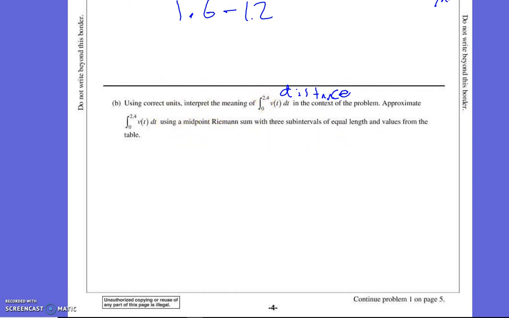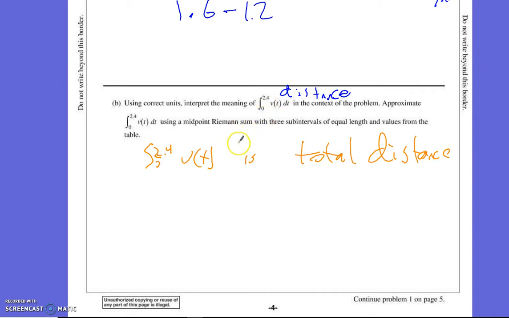Then it says to approximate it using a Riemann sum. Okay, so let's first go ahead and put what it is. So we're going to say that the integral from 0 to 2.4 of v of t is the total distance Ruth traveled in miles from 0 to 2.4 hours, or from time is 0 to time is 2.4 hours. Okay, that's worth 1 point to write that sentence. Again, big parts are total distance, because that's what the integral symbol means. And we know that the distance is the integral of velocity, and then we have to say from time equals 0 hours to time equals 2.4 hours. Okay, so that's the first point from just interpreting it.